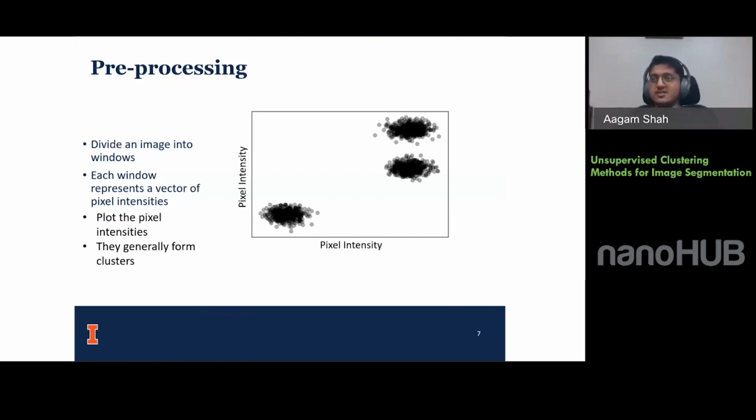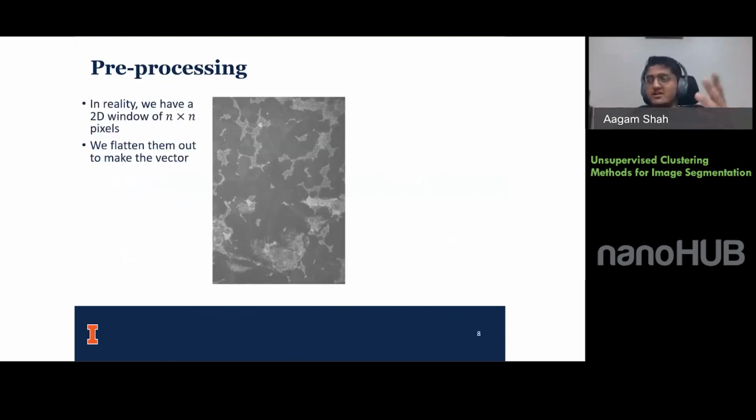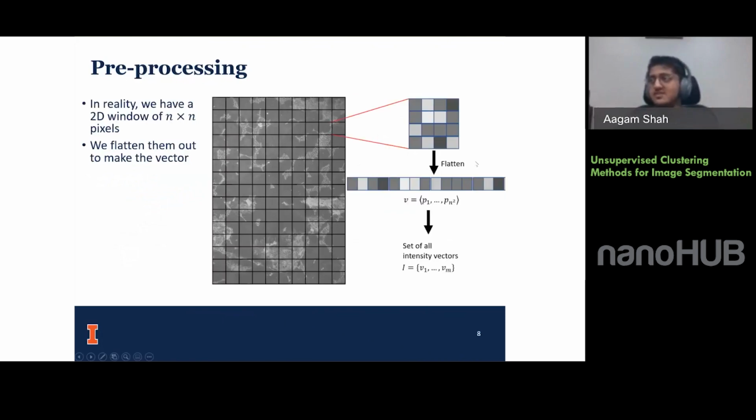Now, basically, these windows have n cross n pixels, so they look something like this. So how do we deal with creating a vector for these? We flatten them out. So we take these first n pixels and then the next n, then the next n, and the next n, and we create a vector that has n square values or n square dimensions. So when we plot these out, we will get an n square dimensional space of intensity vectors, instead of the 2-dimensional space that we had in the previous slide.